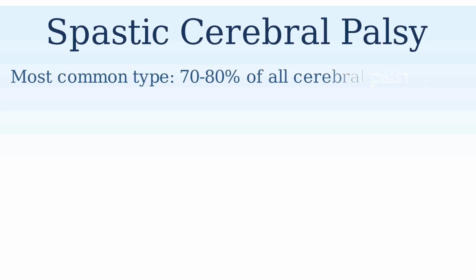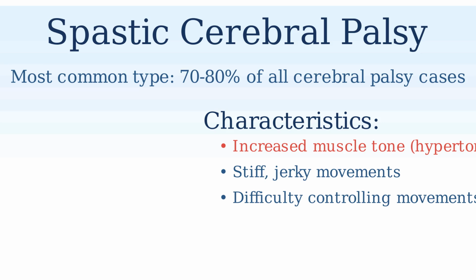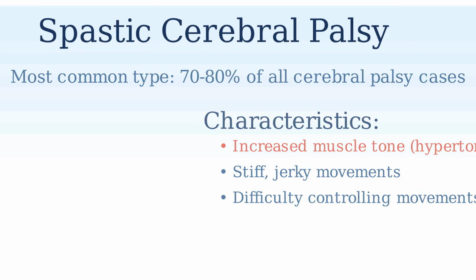Spastic cerebral palsy is the most common type, affecting approximately 70 to 80% of all cerebral palsy cases. It's characterized by increased muscle tone, also known as hypertonia, resulting in stiff and jerky movements. People with this condition often have difficulty controlling their body movements. There are several subtypes of spastic cerebral palsy, classified based on which limbs are affected.